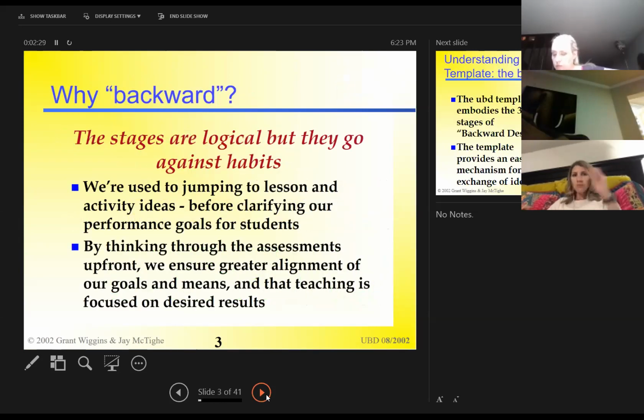The stages are very logical, but they go against our habits, especially if you've been teaching for a long time. I'm a devotee of Madeline Hunter, which some of you probably never even heard of because that's really old school. We were taught that you start first with the lesson and the activities, when in reality, you can't do that. You have to have performance goals for our students. So those templates that I just shared with you, which I'm going to have you use to unpack a standard, are part of clarifying those goals. It's that whole idea of starting big and then narrowing it down and making it more specific. We also have to be really aware of assessment.